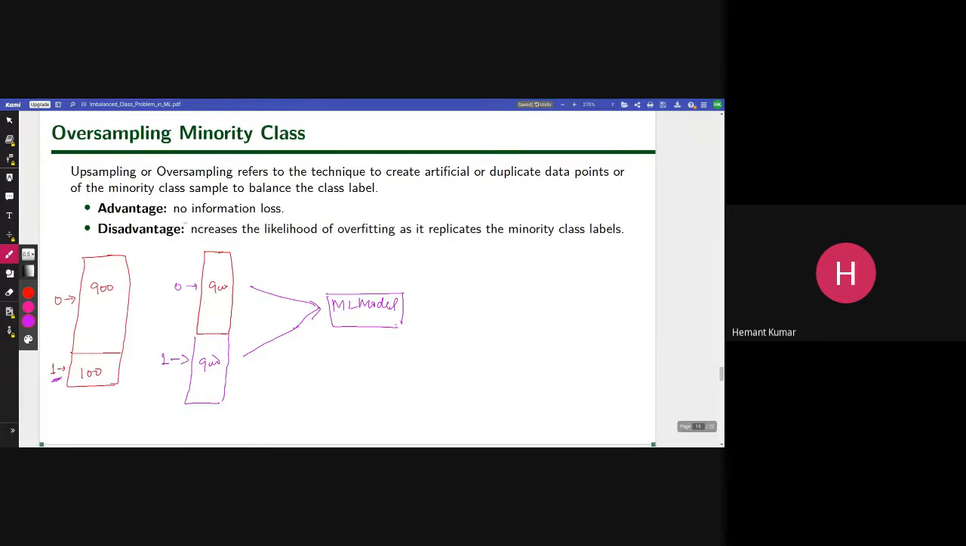So we upsample this class to be equivalent to the majority class. The advantage of that is no information loss. The disadvantage is overfitting, so it tends to overfit the model. So these two, undersampling and oversampling, each have a problem. First, undersampling has information loss, and second, oversampling has an overfitting problem. These two are naive approaches, so we do not use them regularly, oversampling and undersampling.